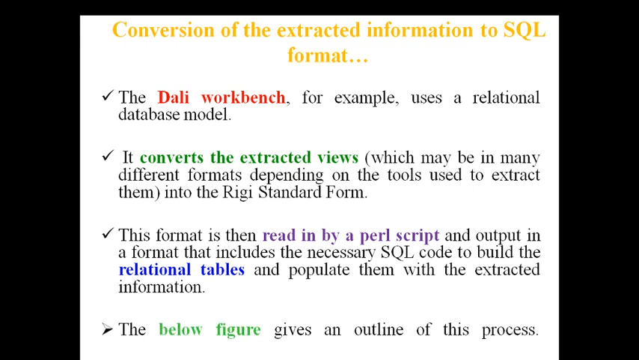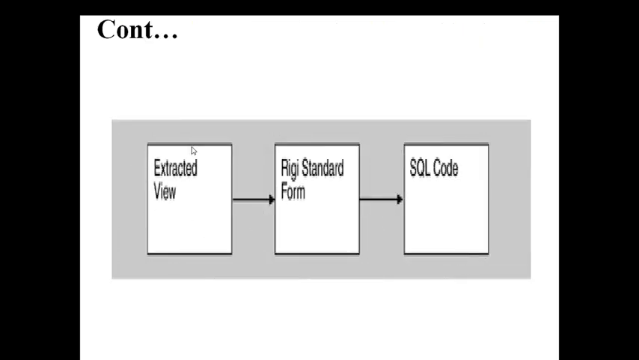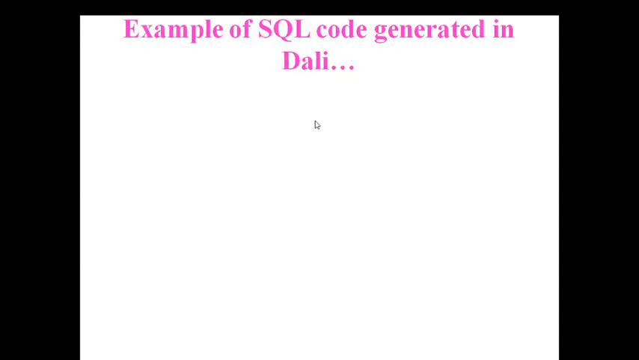We will see. The figure below gives the outline of this process. We have to extract the view, whatever data or information you want to extract. Later we format it in the rigid standard form. Later that should be converted into SQL code, that is, the relational database format to support SQL queries. Now, an example of SQL code generated in DALI.